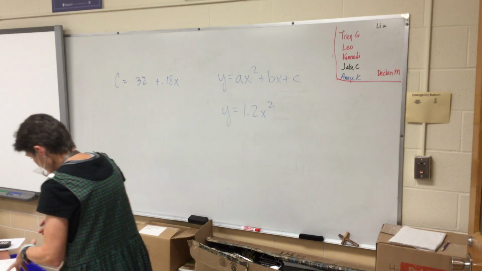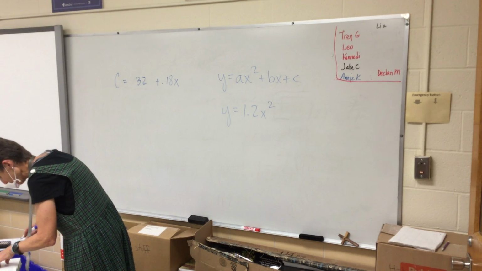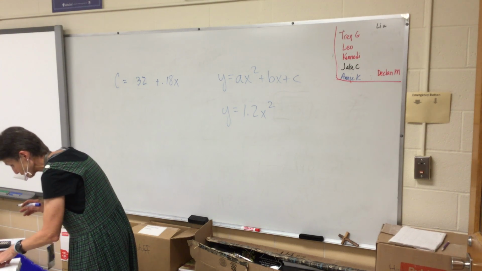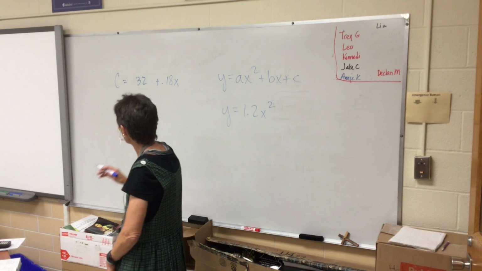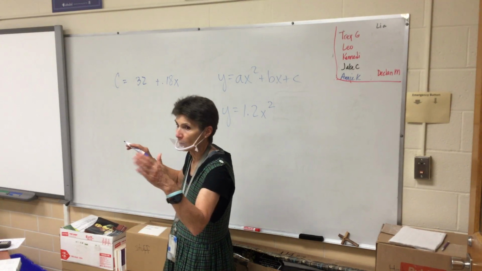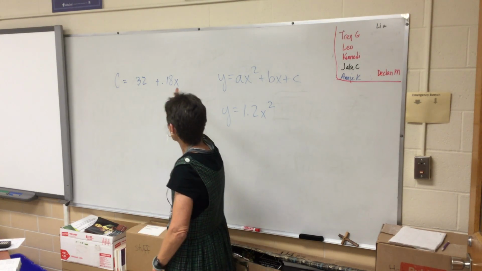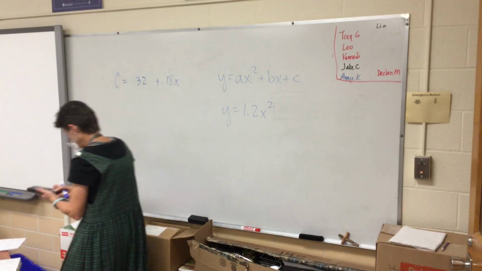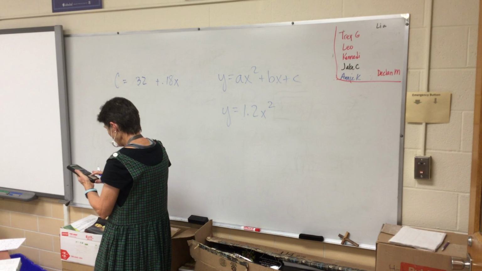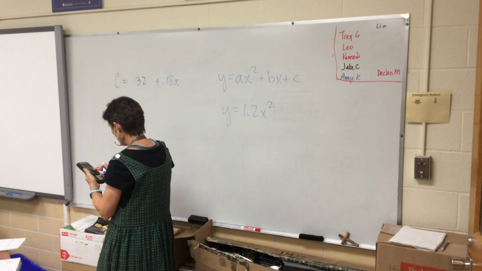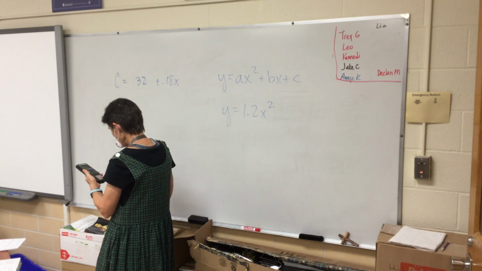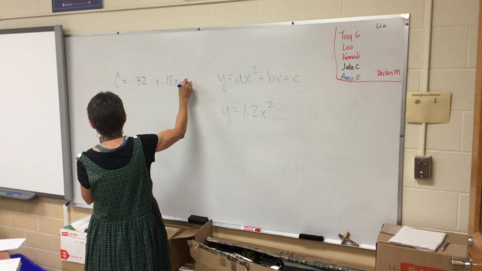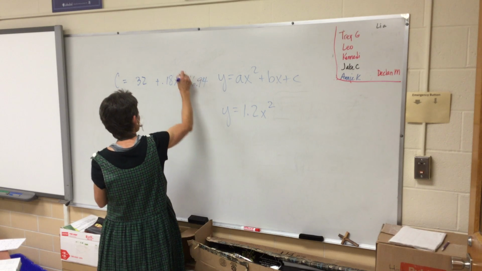All right, so then it says, Elaine rented it and she drove 83 miles. How much did she pay? Well, what are we going to do? We're going to put 83 somewhere. Where's it going to go? It's going to go right here, right? So you're just going to take 32 plus 83 times 0.18. So she pays $46.94. Did I type that in right?